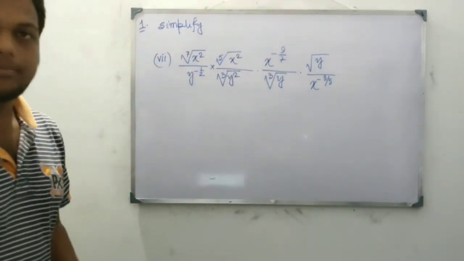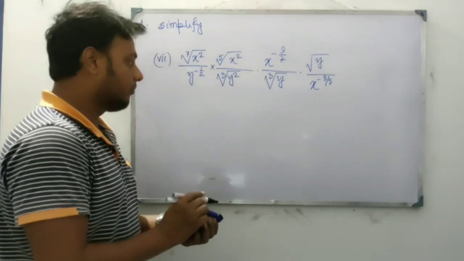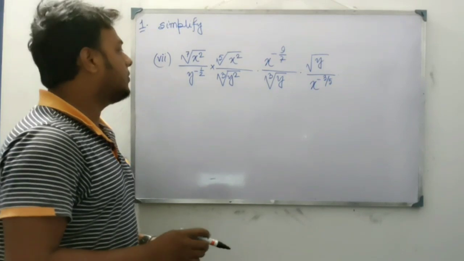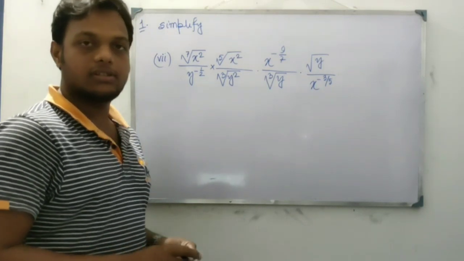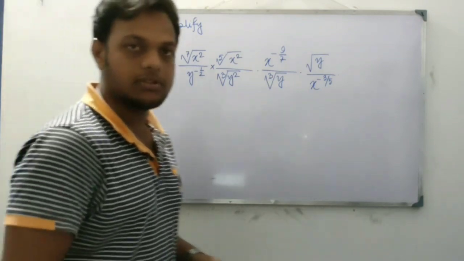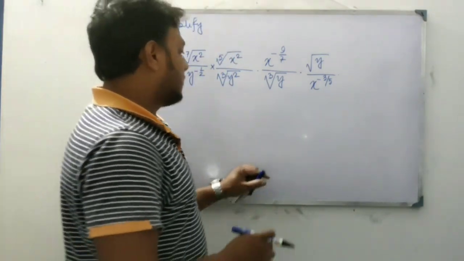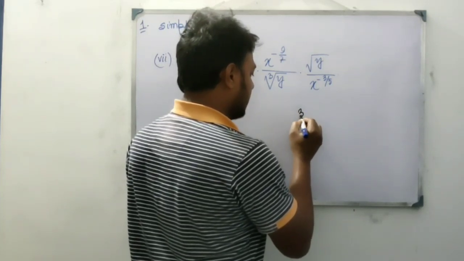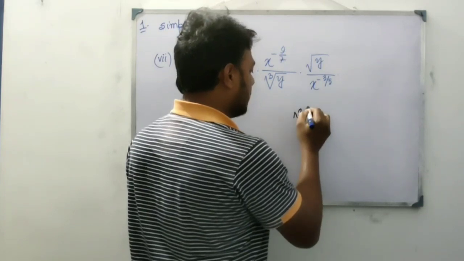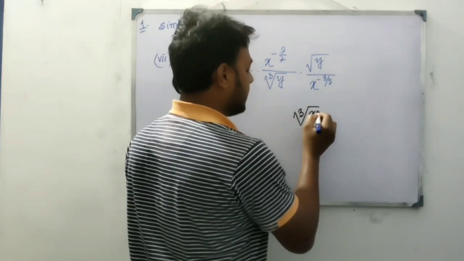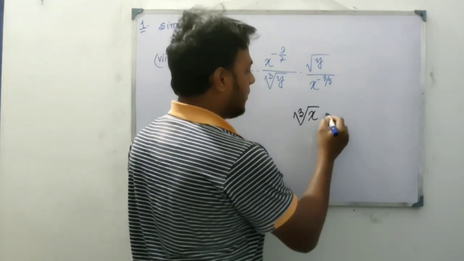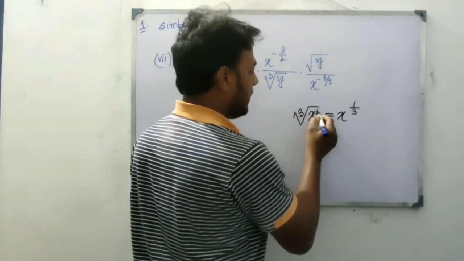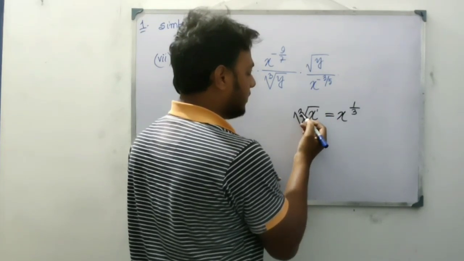I am solving from this line only, okay? Before solving this problem, I have to discuss one law of indices, which I have not discussed in my first video. So the law of indices is like this: suppose the cube root of x is there, it can be written as x to the power 1 by 3.